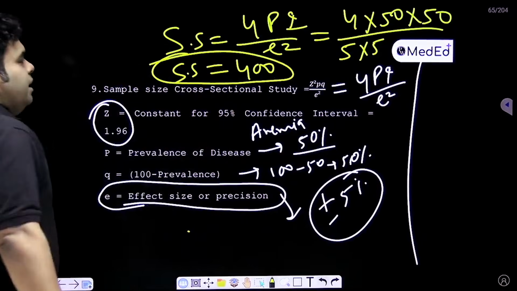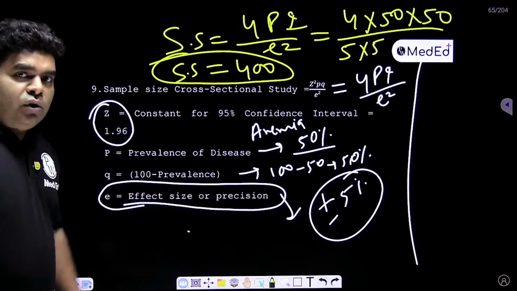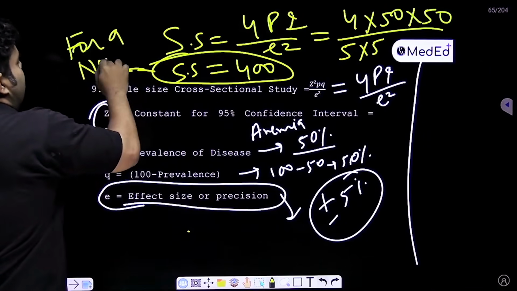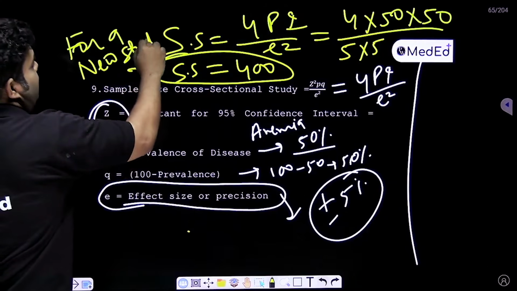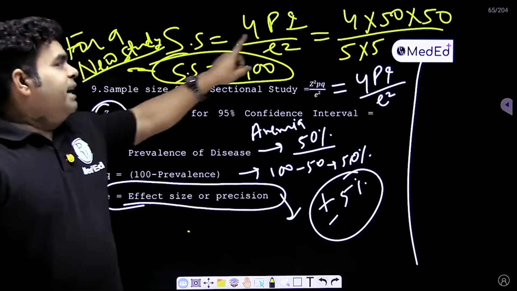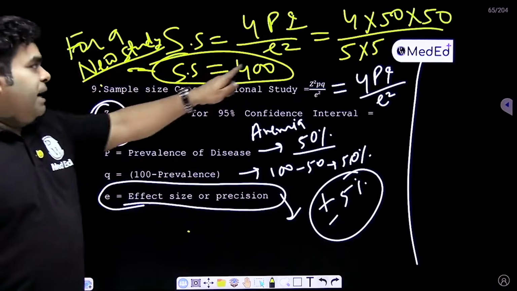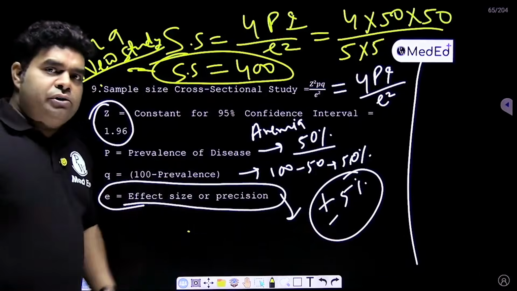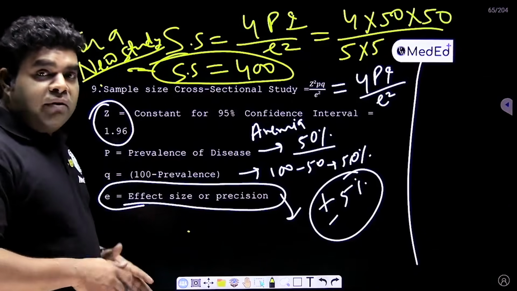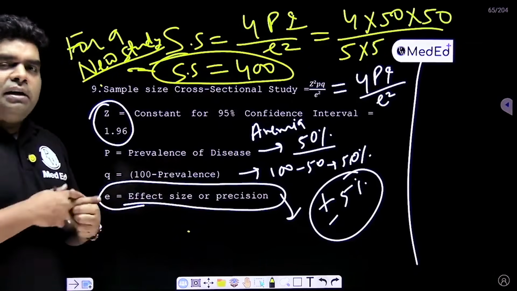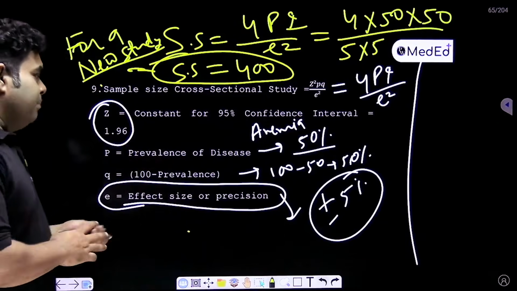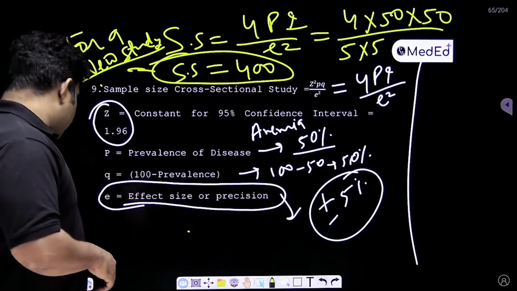Remember this point. If you are doing a new study, always, if you don't know the precision and you don't know the prevalence, then for a new study we take prevalence as 50% and precision as 5%. So if you are doing a new study also, the sample size will always be 400. Remember, prevalence for a new study is taken as 50%, and precision, if not given, you will take as 5%. So for a new study also, the sample size will be 400. So these are the formulas.